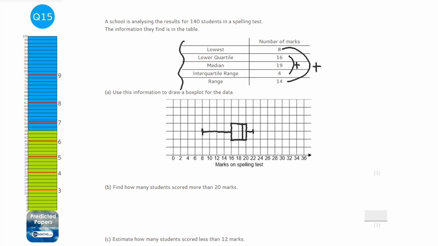So that's question 1 done, or question A. Question B says, find how many students scored more than 20 marks. Well, 20 marks is our upper quartile. That means that 25% of the students scored more than 20 marks. So there are 140 students, so I just need to find out 25% of 140. And I can halve it, then halve it again, which is 35. So it's 35 students.